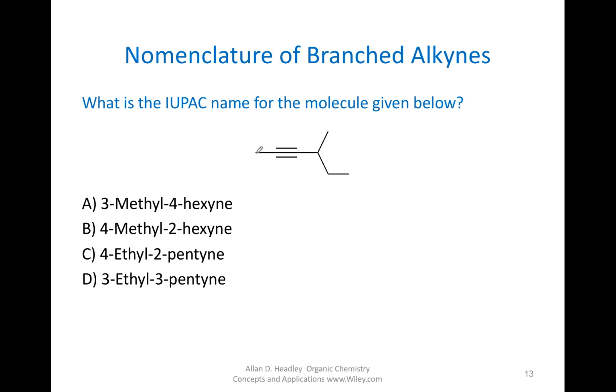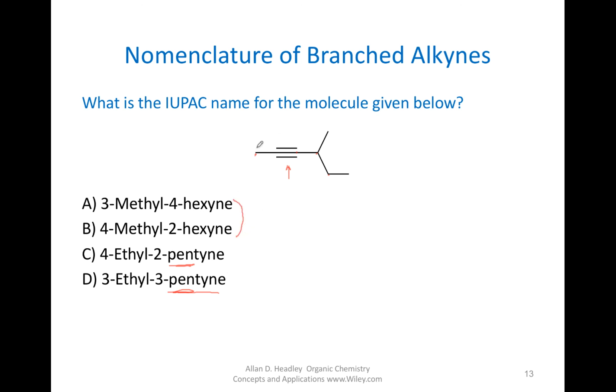So it has 1, 2, 3, 4, 5, 6 carbons as the longest chain. Notice it's not 1, 2, 3, 4, 5, but you have to continue with the longest chain, 6 carbons. So it has to be a hexane as a starting point, and then we'll have to indicate the triple bond by changing the A to a Y. So let's start our analysis here. The first thing that caught my attention looking at possible answers is pentyne. That's 5, so that's a problem. So it has to be one of these two.